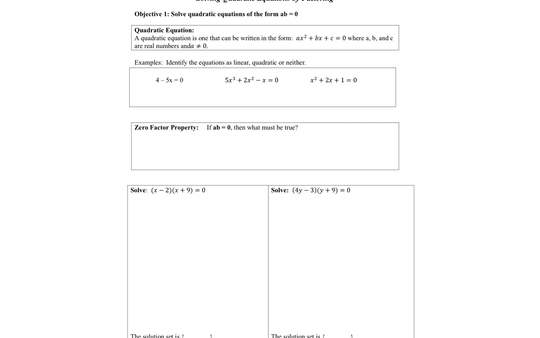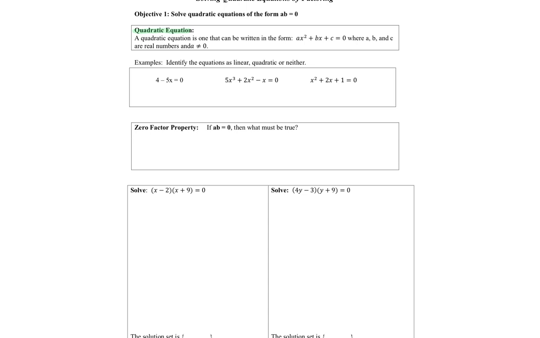So in section 3.4, we're looking at solving quadratic equations by factoring. And for objective 1, we're going to look at solving quadratic equations of the form a times b equals 0. The first thing that we need to establish is just exactly what is a quadratic equation. Well, we know from our work with our parent functions that anything that has x squared as the highest power is going to be quadratic.